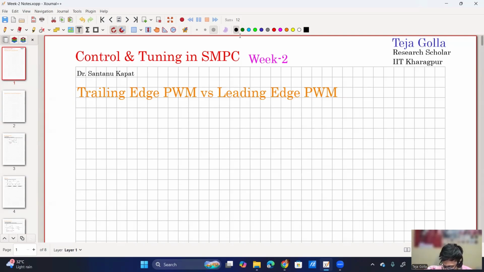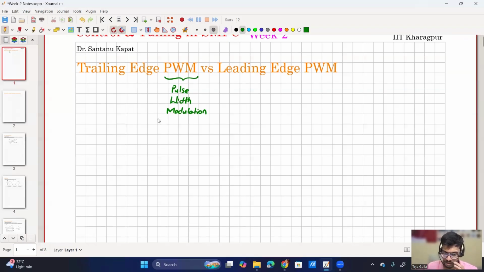The name suggests pulse width modulation. So what is trailing edge? What is leading edge? These two are used in both voltage mode control as well as current mode control. The architecture will be slightly different in the case of voltage mode control. So let us start with VMC, which is voltage mode control. Both have trailing edge as well as leading edge, but the way it is implemented is slightly different.